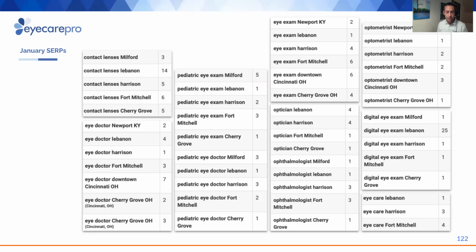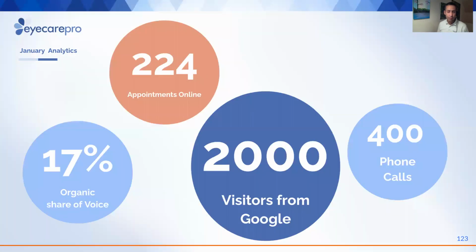You can see his site is ranking really, really well for a ton of keywords, and he's getting lots and lots of local traffic. So you think to yourself, why should I bother running Google Ads? Now, in fact, his SEO investment has been paying off and translating into some really great results. 224 appointments through the website in January, with 2,000 visitors from Google and 400 phone calls.